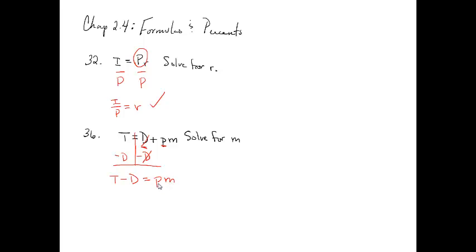And I'm still solving for M, which means now I can move P. What's going on between P and M? They're multiplying. And what's the opposite of multiplying? Divide. So divide by P. What you do on one side, you have to do on the other. The P's cancel here, and I'm left with M equals T minus D divided by P. And that's it. Good.